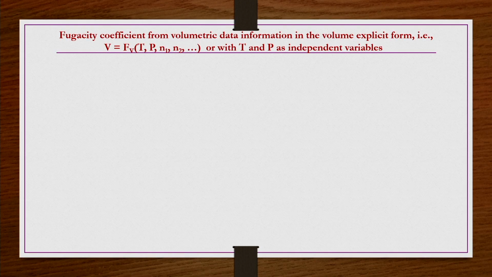Okay. So, now the most important thing: how to obtain the fugacity coefficient from volumetric data in the volume explicit form, that is, whatever volumetric information is there, given in this form. Volume is a function of temperature, pressure and composition of the system. That is known as the volume explicit form, with temperature and pressure as independent variables, right. So, under such conditions, how to obtain this fugacity coefficient, that we will be seeing first.